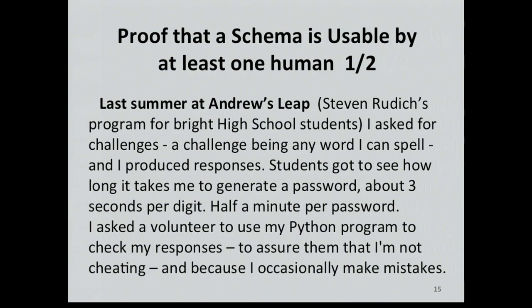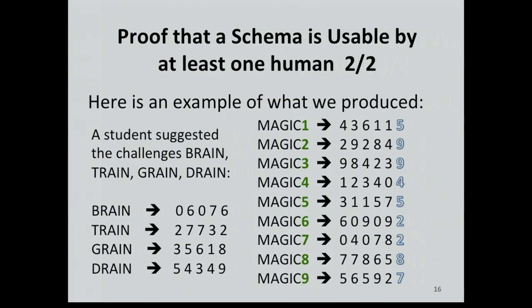I asked a volunteer to use my Python program. Since it's analyzable, I can write a program for doing this. I asked a volunteer to use my Python program to check my responses, to assure them that, first of all, I'm not cheating, and because I occasionally do make mistakes. Here's what happened this summer. There were several different students making suggestions, and one of them was very clever and said brain, train, grain, drain.